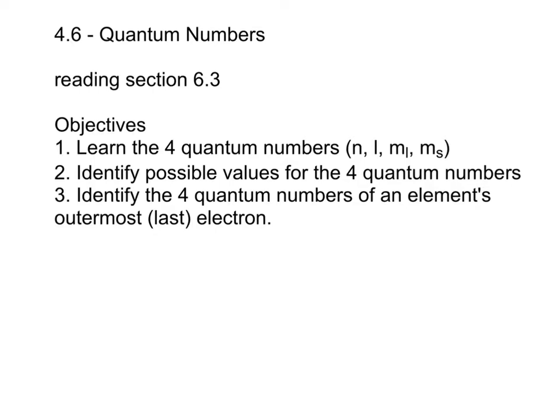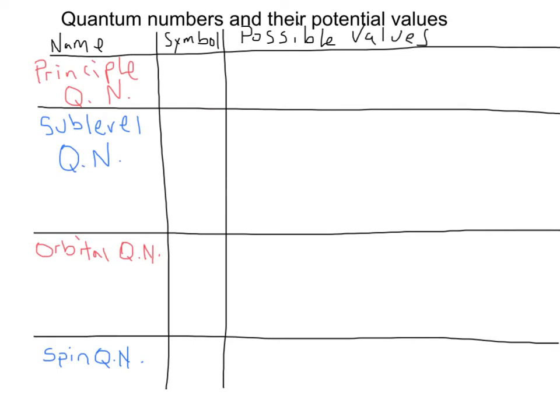So here are the objectives for today. First of all, we want you to learn the four quantum numbers. They're designated n, l, m sub l, and m sub s. We'd like you to be able to identify possible values for the four quantum numbers and identify the four quantum numbers of an element's outermost or last electron. So let's get started. First thing I'm going to do is construct this table in your notes. I suggest hitting pause as we're going to go through this as fast as we can. Pause us when need be.